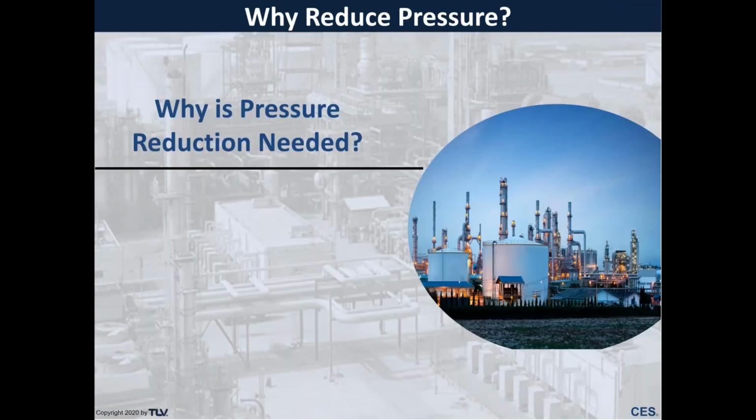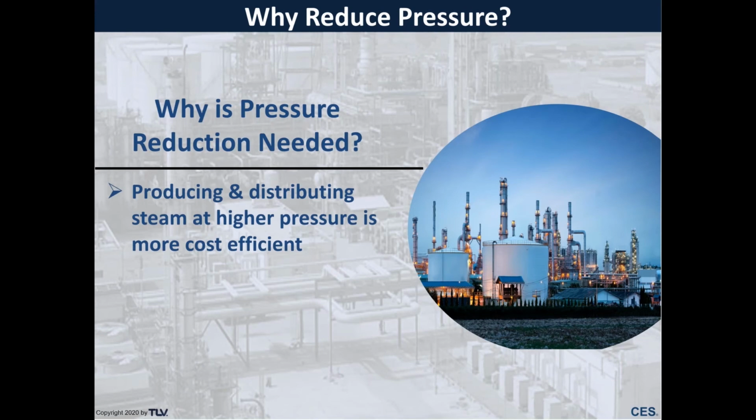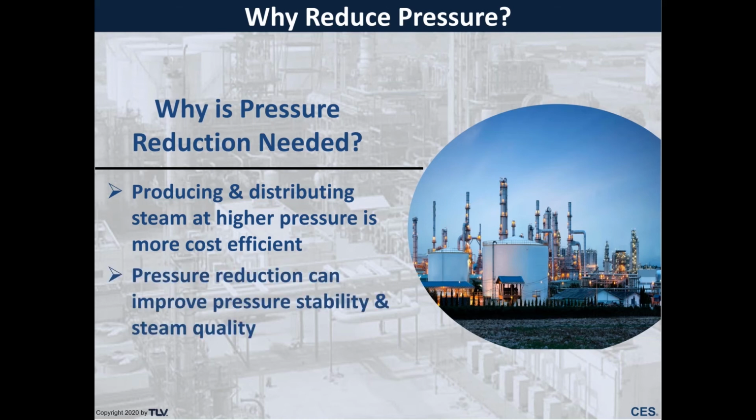Well, firstly, steam is often produced at higher pressures because it may be required at those elevated pressures and temperatures for certain applications, but it also can be produced and distributed more cost effectively, especially since the required pipe size for a given steam flow rate will be smaller at higher pressures than at lower pressures. Additionally, reducing steam to a lower pressure can improve pressure stability downstream and, to some extent, the steam quality.